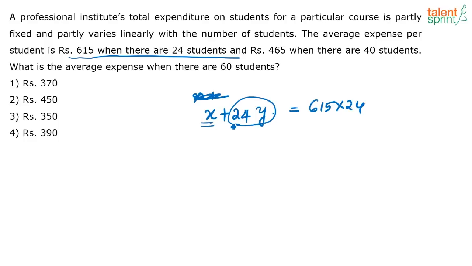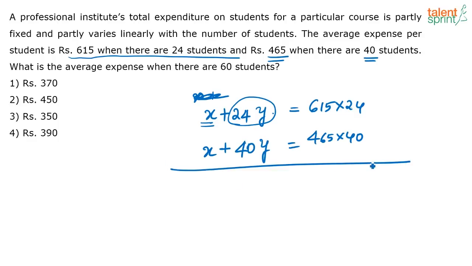Now take the next case. What are they saying? The average expense per student is 465 when there are 40 students. So what is the total expense of all the 40 students? It is so much. Now what is this equal to? This is again equal to this fixed part X plus this variable part. Now variable part, as they have said, varies according to the number of students. So this is going to be 40y, right? It is varying according to the number of students.